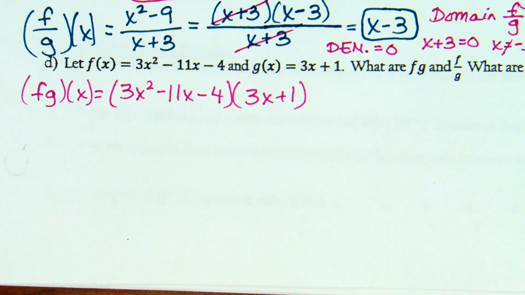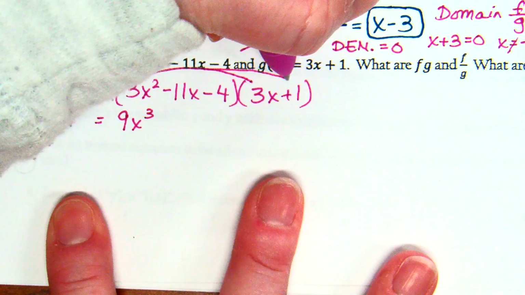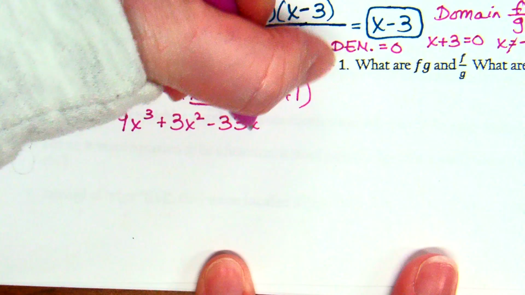Okay, so let's multiply. I'm going to start with my 3x squared and distribute. 3x squared times 3x, 9x cubed, yep, add those exponents. 3x squared times 1, 3x squared. Now I'm going to take negative 11x and distribute. Negative 11x times 3x, negative 33x squared. Negative 11x times 1, minus 11x. And now, don't stop there.